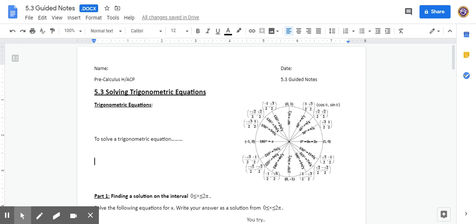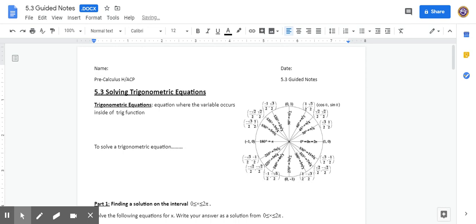This is section 5.3 on solving trig equations. So now we are going to be using what we did in the last two chapters to actually solve an equation for x if it involves a trig function. So what is a trig equation?